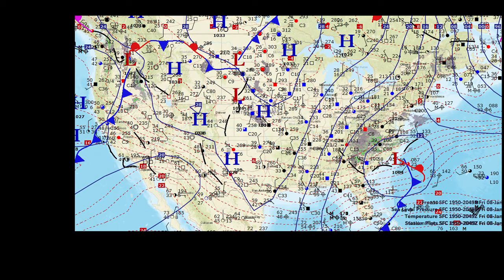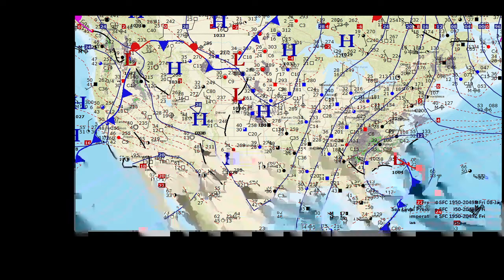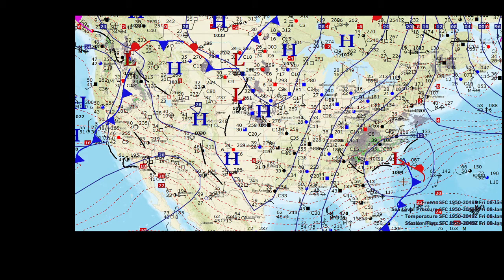You know, you got 1,004 millibars, so it's not like a real deep system. So I would probably put this front, looking at the wind shifts, let's see, look at temperature, 74 and 65. So I would bring that front right between there. The warm sector being 74 degrees, then the cold air behind it being 65.